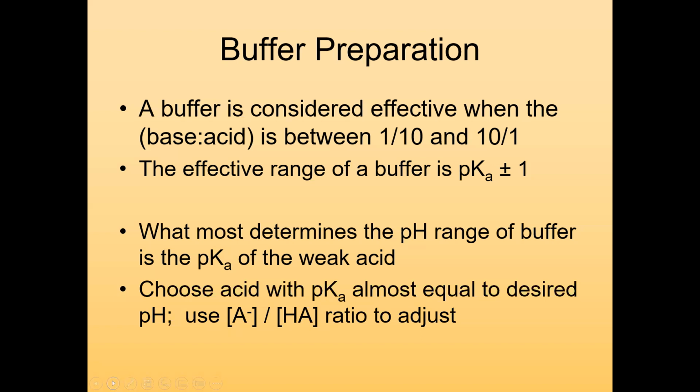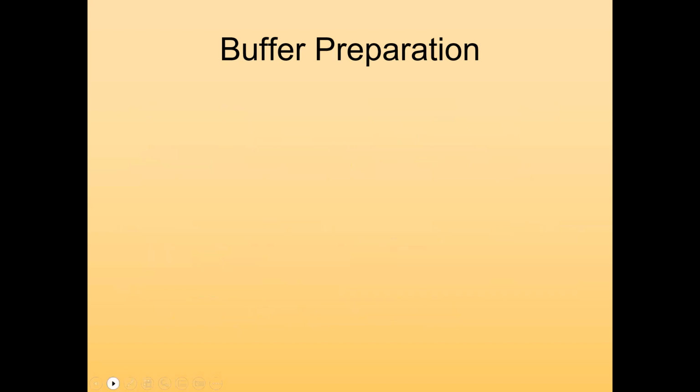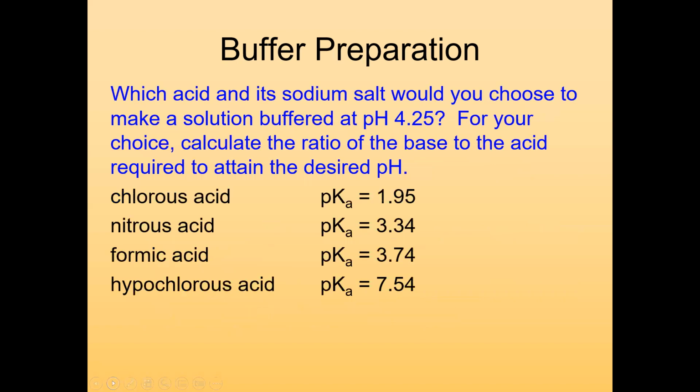So let's look at how this could come up. Here it wants to know which acid and its sodium salt would you choose to make a solution buffered at a pH of 4.25. And for your choice, it says calculate the ratio of the base to the acid required to attain the desired pH. So we would want to pick the acid that is closest to the 4.25 when we find pKa.